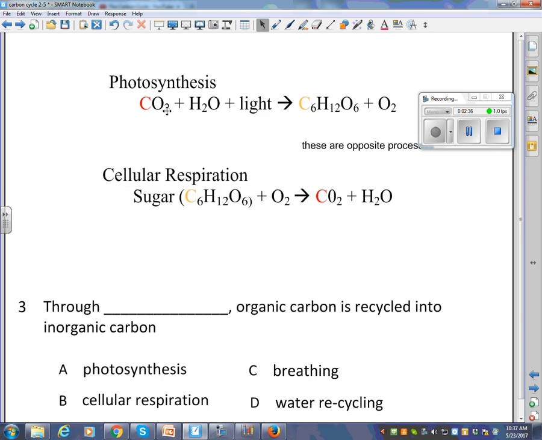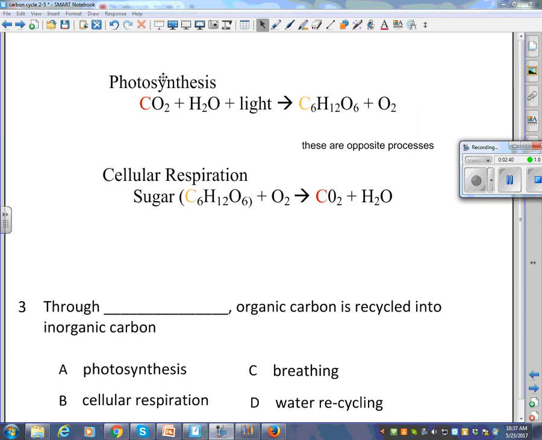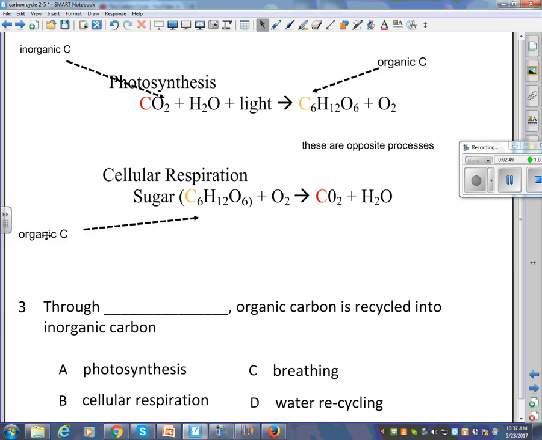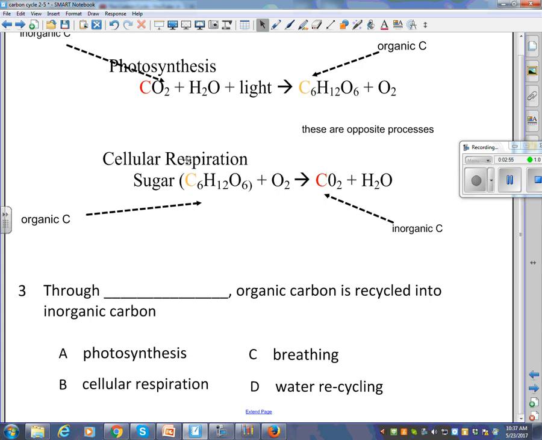And then we talked about how photosynthesis is what plants do. They are opposite processes. Plants take inorganic carbon and convert it to organic. Cellular respiration is what cells do, humans do, animals do: we take organic carbon and convert it into inorganic. So that's called cellular respiration. They're opposites of each other. And if we left things alone, these would be balanced, right?